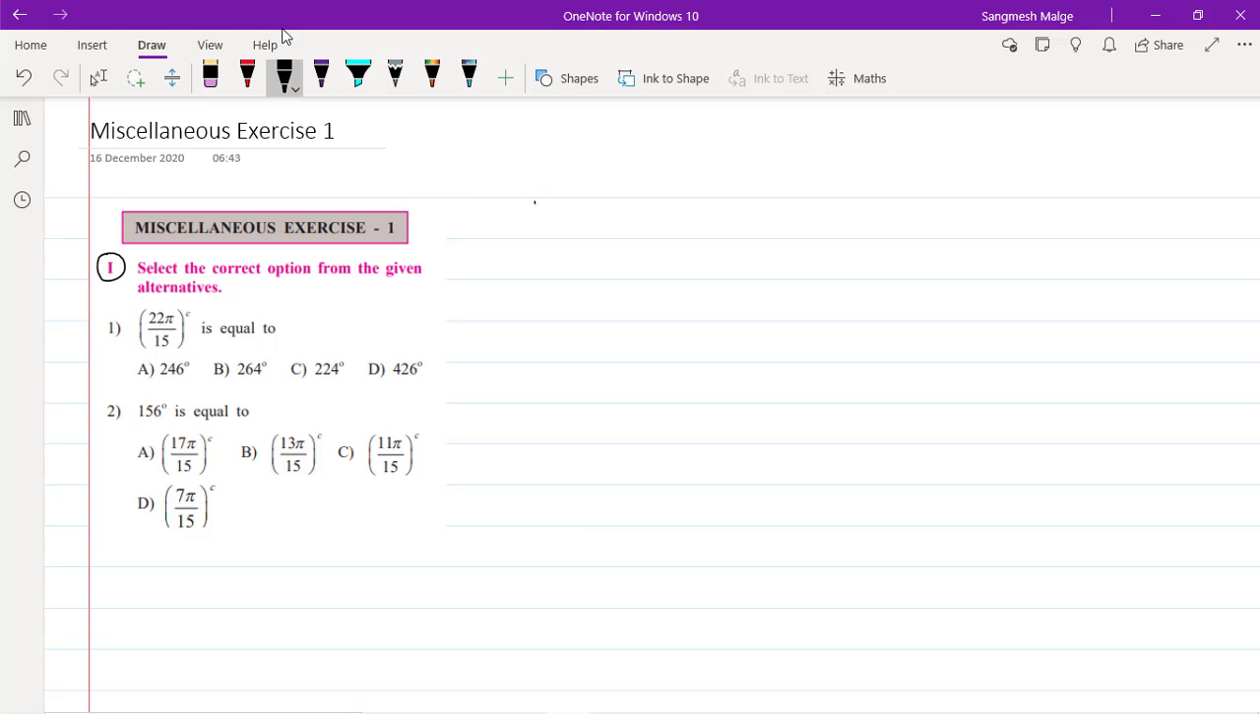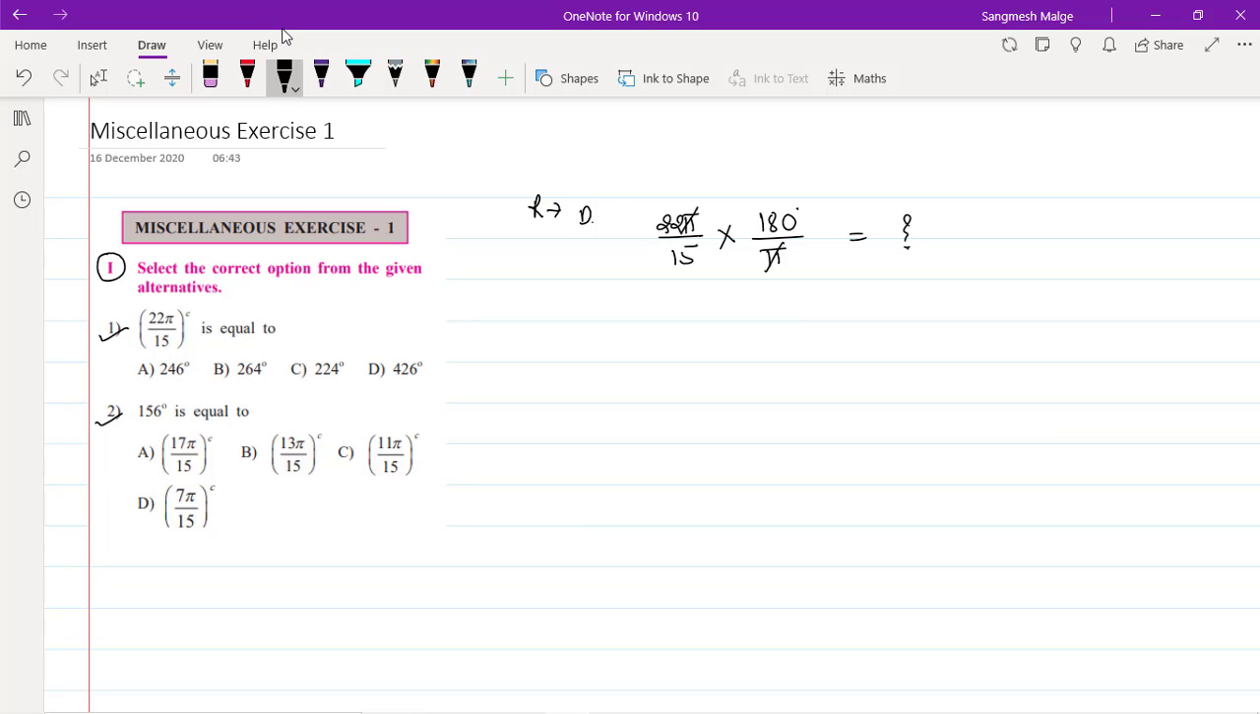You know how to convert radian to degree. 22 pi by 15 into, so it's in radian and I want to convert into degree. That means first comes the degree, and below it comes the radian. So this pi gets cancelled. Do the simplification. Okay, next question. I hope it is okay everyone. Will you do the simplification?